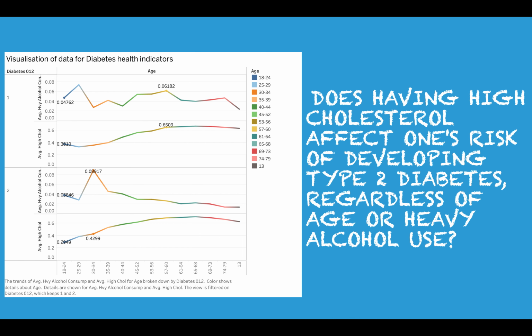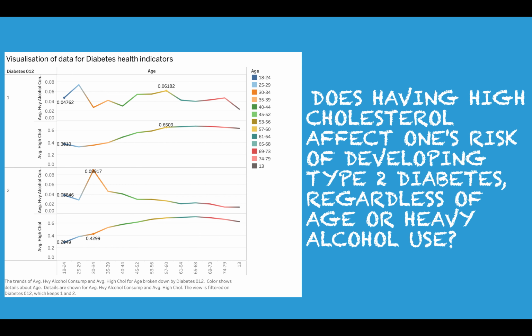Similarly, the same graph shows a relationship between diabetes and heavy alcohol consumption. For type 1 diabetes, people aged 18 to 24, you can clearly see an average heavy alcohol of 0.04762, which also increased gradually to 0.06182 for people aged 57 to 60. For type 2 diabetes, people have an average heavy alcohol consumption of 0.03682, which gradually increased at the same age of 30 to 34 and above to an average of 0.08917.